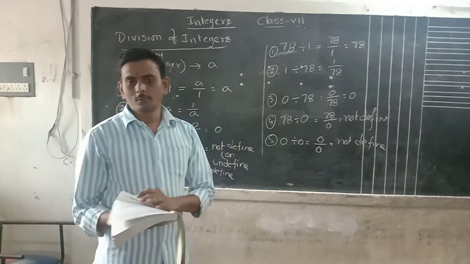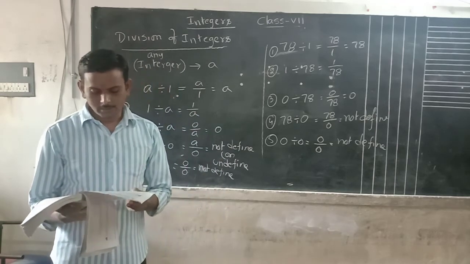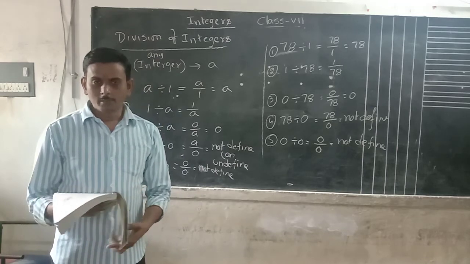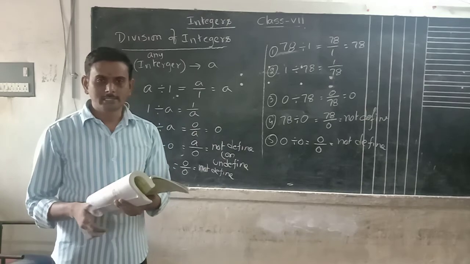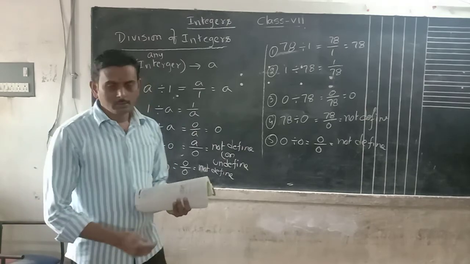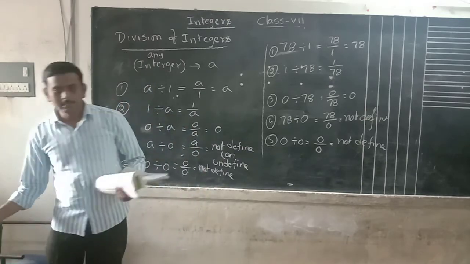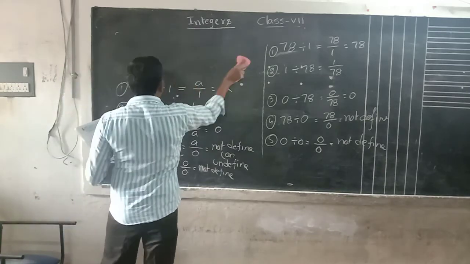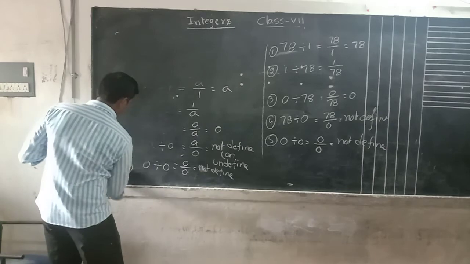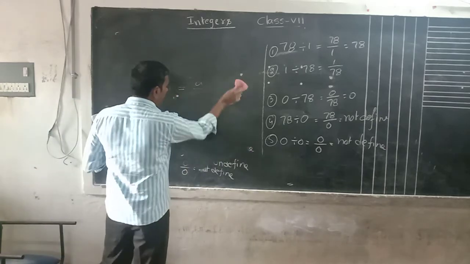Today we have to complete exercise 6 also. We have to complete it yourself only. Exercise 6 also we have to complete. Okay, what is the sign of division? Exercise 6 also complete yourself only.